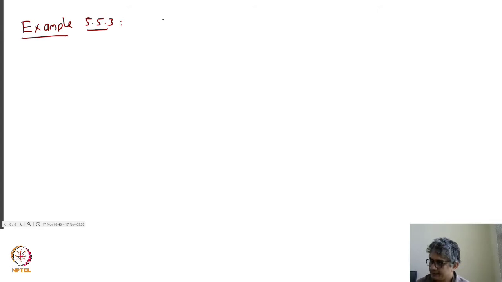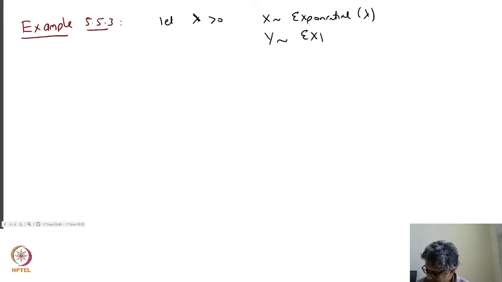So let's say let lambda be positive. Let's say I take x to be exponential with parameter lambda. And let's say y is also exponential with parameter lambda.